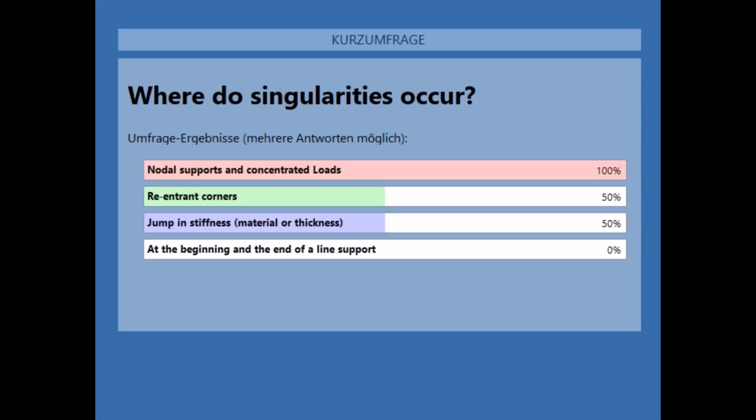Yes, it's just a jump in this. I mean, we had in the beginning this formula k times u, and it's just a jump in the k. So it's a jump in the equation. So there will be something strange. And at the beginning and the end of a line support. Yeah, because in the direction of this line support, at the end of the line support, it almost acts like a nodal support. Yes, so that was the last poll here.